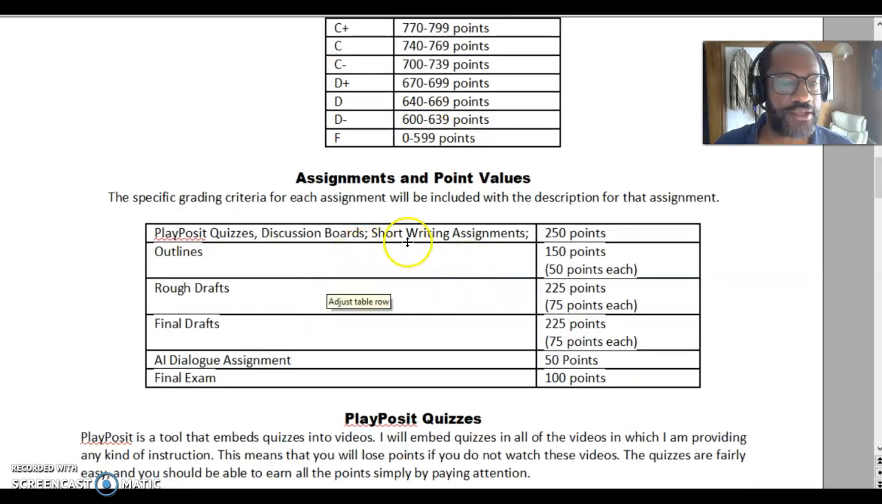You can see the breakdown of the assignments. We will have Playposit quizzes. Playposit is the quiz that you're going to be taking when you're watching these videos. And so things will just pop up.